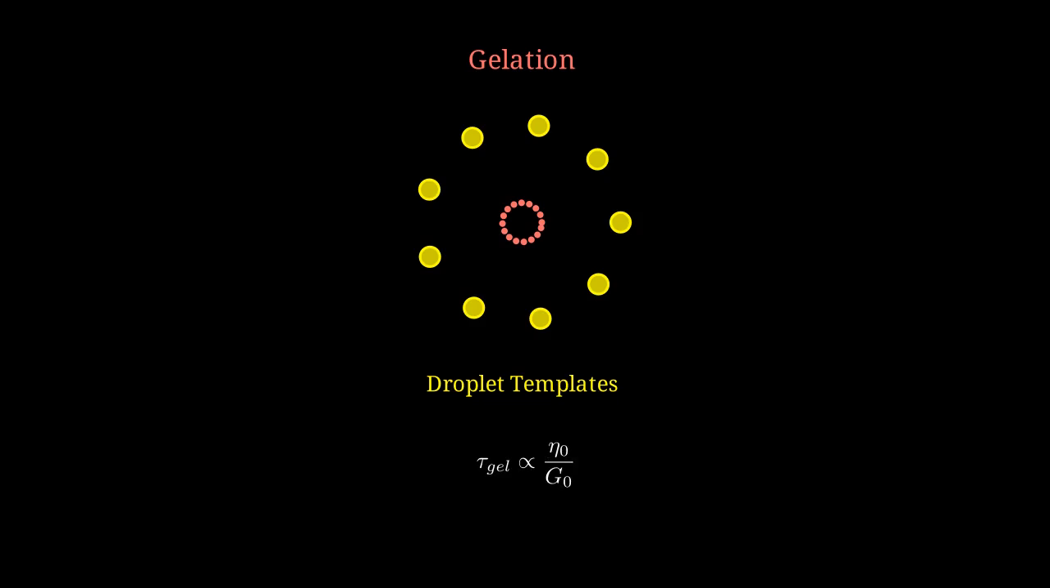The gelation time, tau gel, is proportional to the ratio of initial viscosity, eta 0, to the plateau modulus, G0. This relationship is crucial for timing the templating process before droplet coalescence. Let's consider another important question. Why might gelation be advantageous compared to polymerization for certain applications?